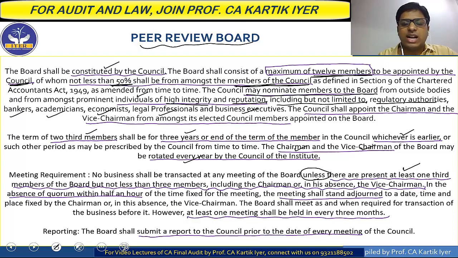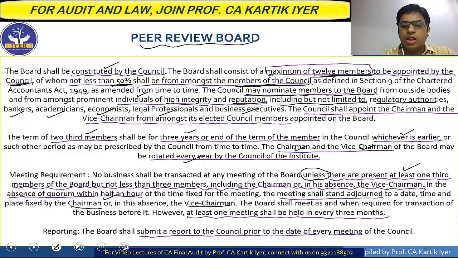So they have said at least 1/3 of the members of the board, but not less than 3 members. So 1/3 or 3, whichever is higher, that should be the quorum, including the chairman, or in his absence, the vice chairman. In the absence of quorum, within half an hour of the time fixed for the meeting, the meeting shall stand adjourned to a date, time and place fixed by the chairman, or in his absence, the vice chairman.